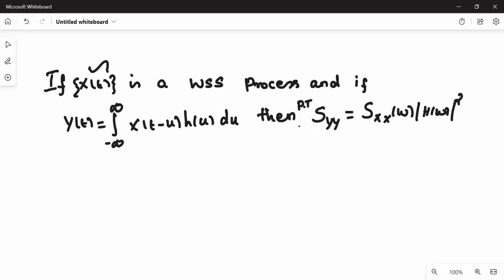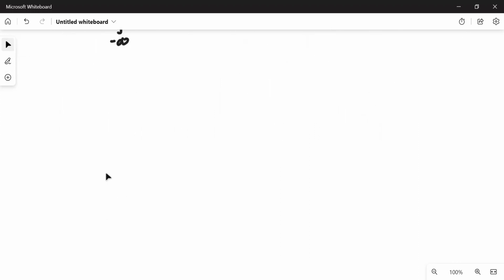In this case, you have been asked to prove that Syy is equal to Sxx into modulus of h of omega the whole square. Here Syy denotes the power spectral density of the output, Sxx denotes the power spectral density of the input, and h of omega is nothing but the Fourier transform of h of tau. What is h of tau? The operator used here. To prove this, we'll do it in 3 steps. So let us see the proof.